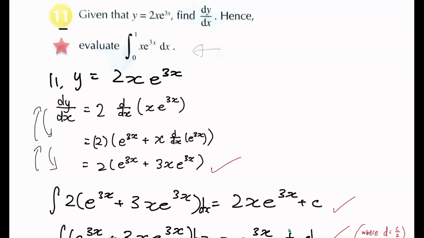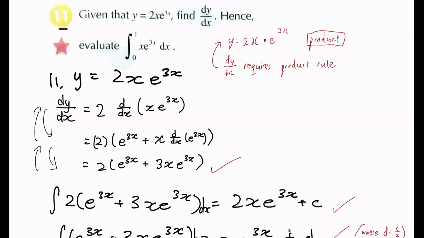observation, which is that the question over here. Let's look at question 11 now. It started off by giving you a 2x times e power 3x. So this is a product. So what rule do you have to use when you have a product multiplying? You have to use product rule. That means you've used product rule to find dy by dx. Then if you want to reverse, that means you have to use the reverse product rule. Does it make sense? You have to reverse the product rule.